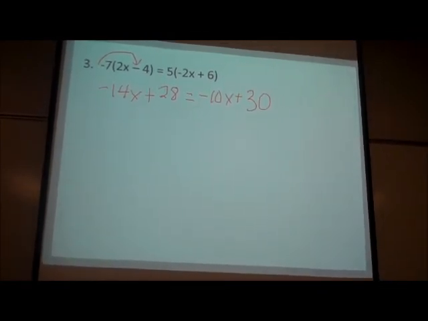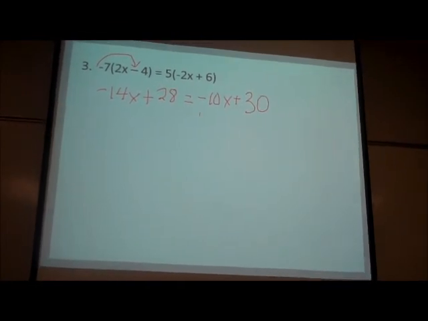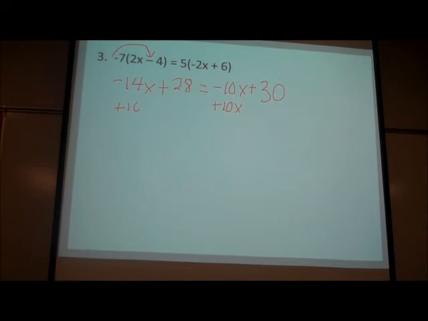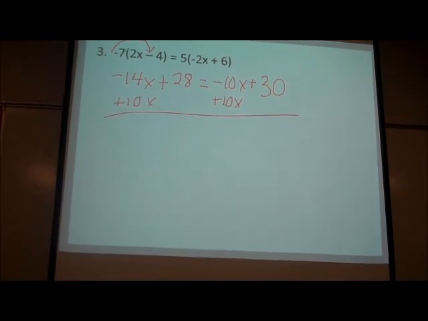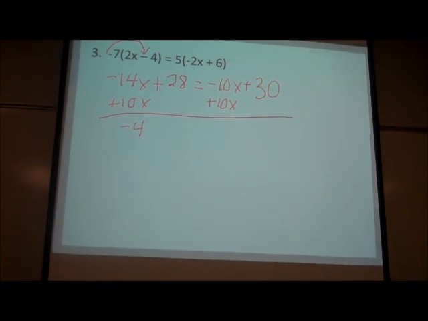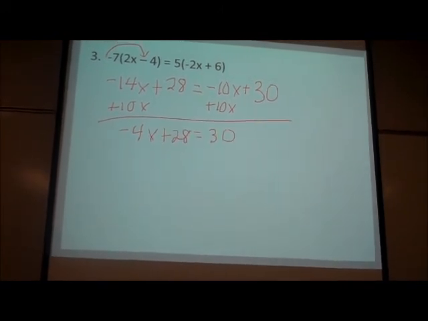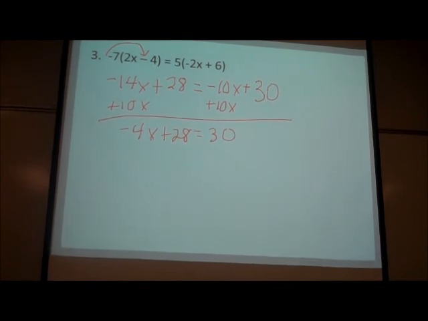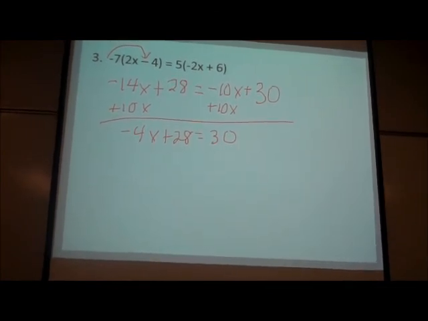Add 10x. Okay, again, you might choose to do something different. He's choosing to take his x's to the left. So we're adding 10x. That gives me negative 4x plus 28 equal 30. James, how come you're not writing this down?